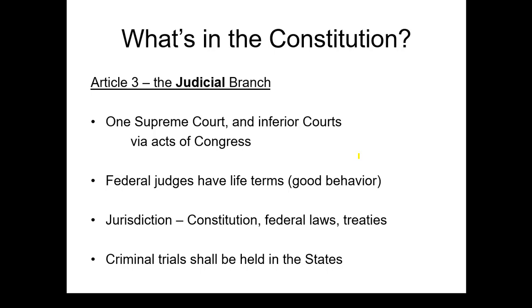Literally, the federal court system was to be set up by Congress. And that's one of the very first things that the new Congress did in 1789, the Judiciary Act, which set up the original Supreme Court, the original circuit courts, the original district courts, and it's evolved since then through numerous other acts of Congress.